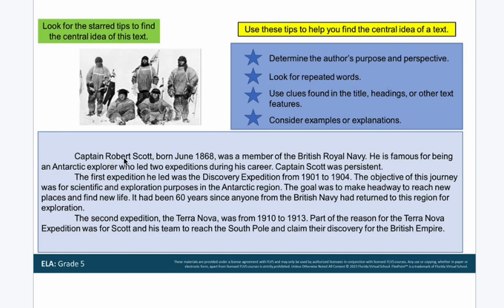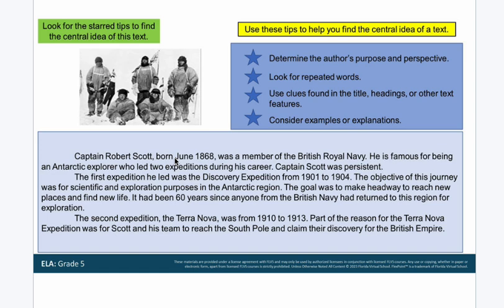So this says Captain Robert Scott, born June of 1868, was a member of the British Royal Navy. He is famous for being an Antarctic explorer who led 2 expeditions during his career. Captain Scott was persistent. The first expedition he led was the Discovery Expedition from 1901 to 1904. The objective of this journey was for scientific and exploration purposes in the Antarctic region. The goal was to make headway to reach new places and find new life. It had been 60 years since anyone from the British Navy had returned to this region for exploration.